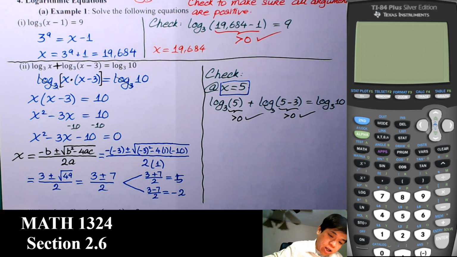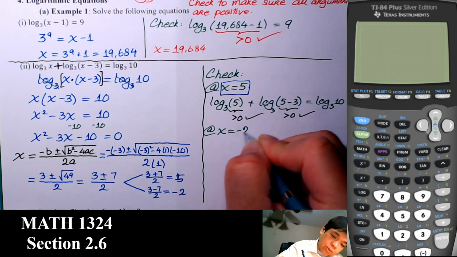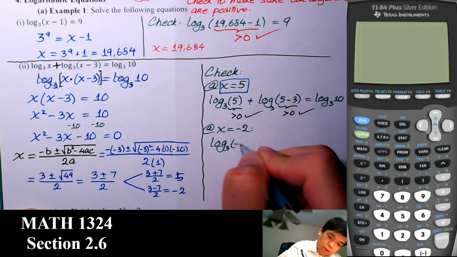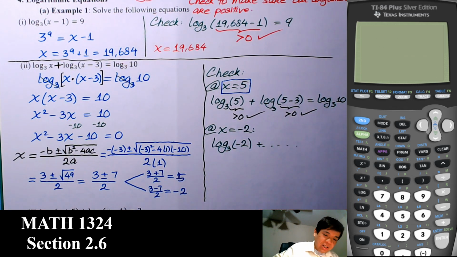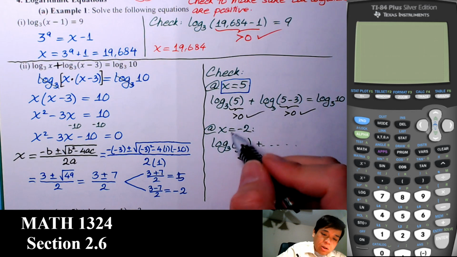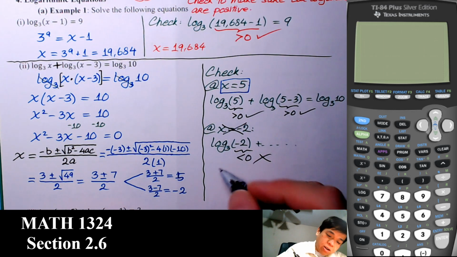Now we check for negative 2. Right on the first one, we don't have to go any further because this is negative, so it failed already. So that's not a solution. So we only have one solution. It's x equal to 5.